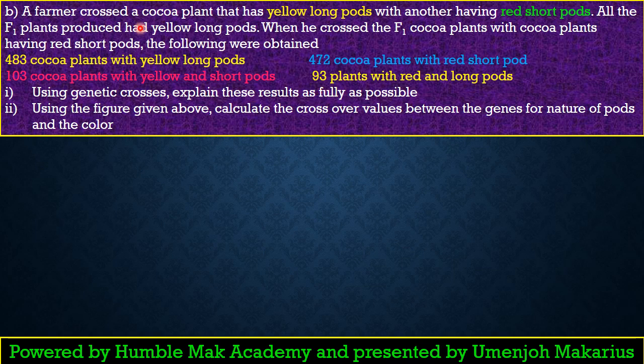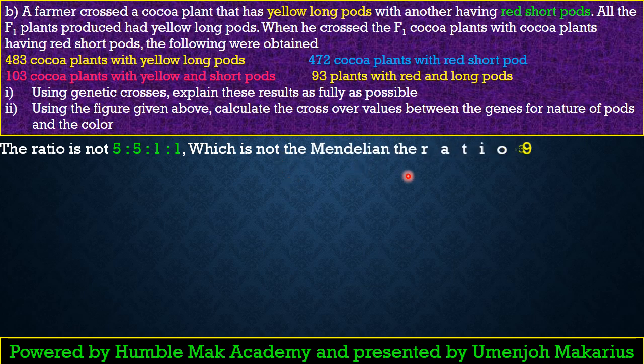Let's examine the figures. So we have the figures 483, 472, 103, and 93. If you divide every number here by the smallest, namely 93, and round your answer to the nearest whole number, you're going to see that the ratio we are going to have is 5:5:1:1, right? And we can see that this is not a Mendelian ratio of 9:3:3:1. It means that there is linkage.